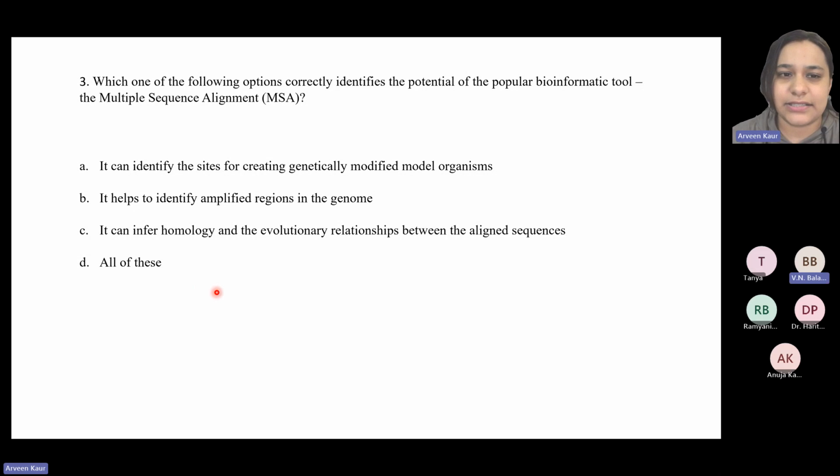I think C seems to be the answer. But I wanted to ask you regarding this. When you are saying evolutionary relationship, is it very similar to phylogenetic trees or different, or the same? Yes. I should not be asking this question, but I am actually asking that.